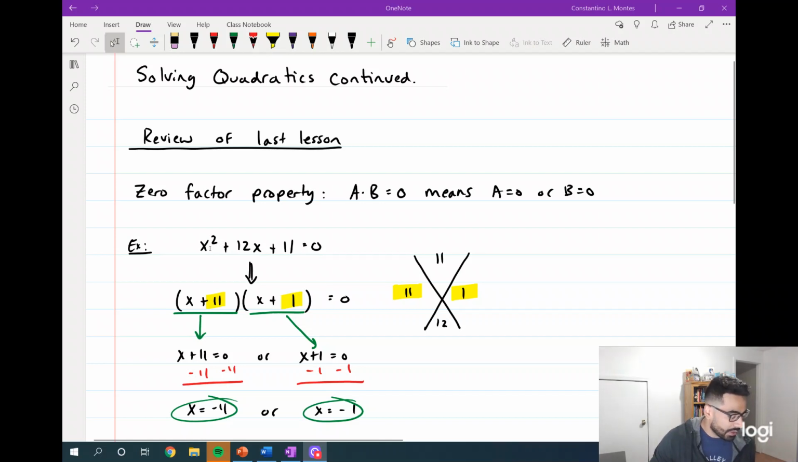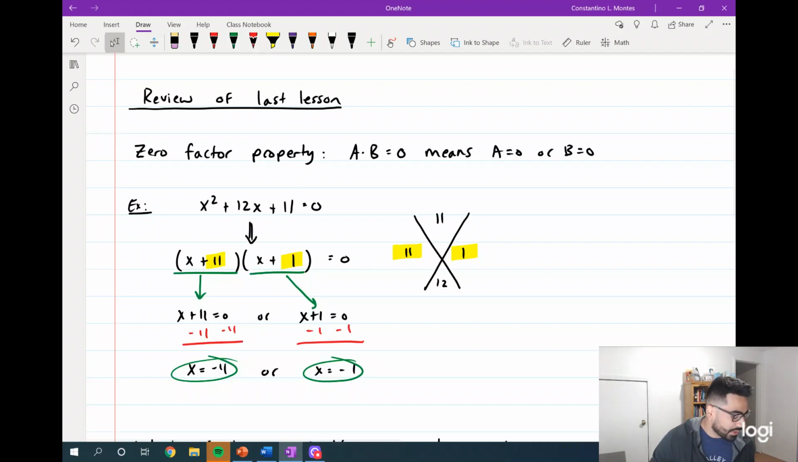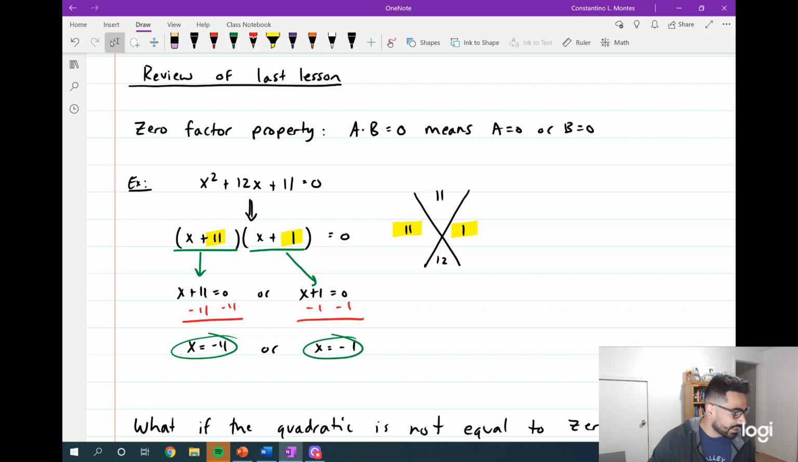For example, x squared plus 12x plus 11 equals 0 is a quadratic, and we would like to know what values of x make it true. So what values of x can I plug into that quadratic such that the result will be 0, as the equation states? So what we do is we factor it. In this case, this quadratic is factorable. I use the x method, as you can see right here. What times what gives me 11, which is C, but adds up to B, which is 12.